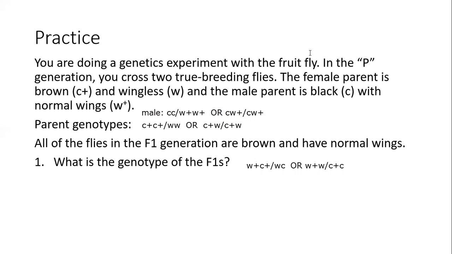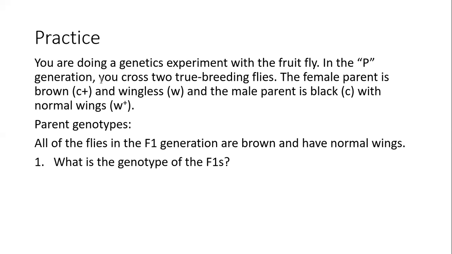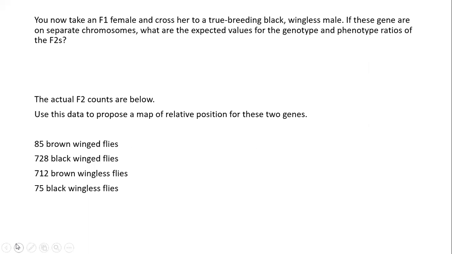So now that we know that, that's sort of interesting, but not the most interesting part. What we want to do is go on to see if we test cross that F1. So you take an F1 female and cross her with a true breeding black wingless male. Okay, so black wingless male. If these genes are on separate chromosomes, what are the expected values for the genotype and phenotype ratio?